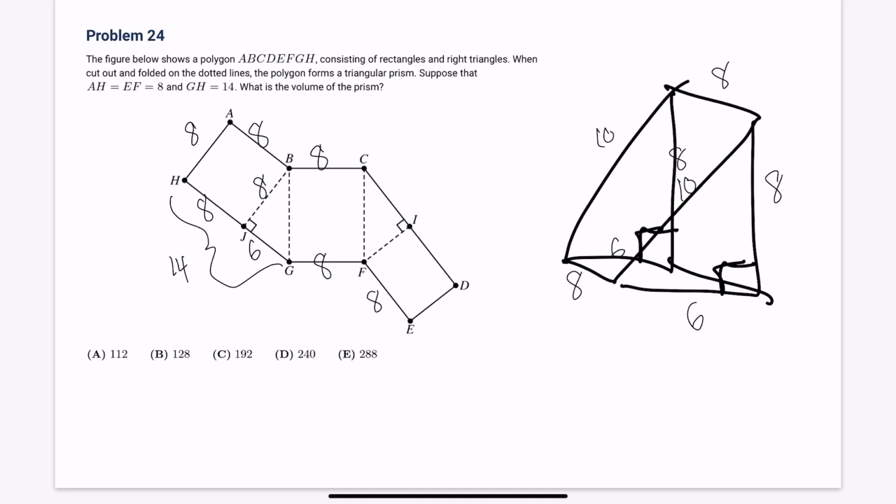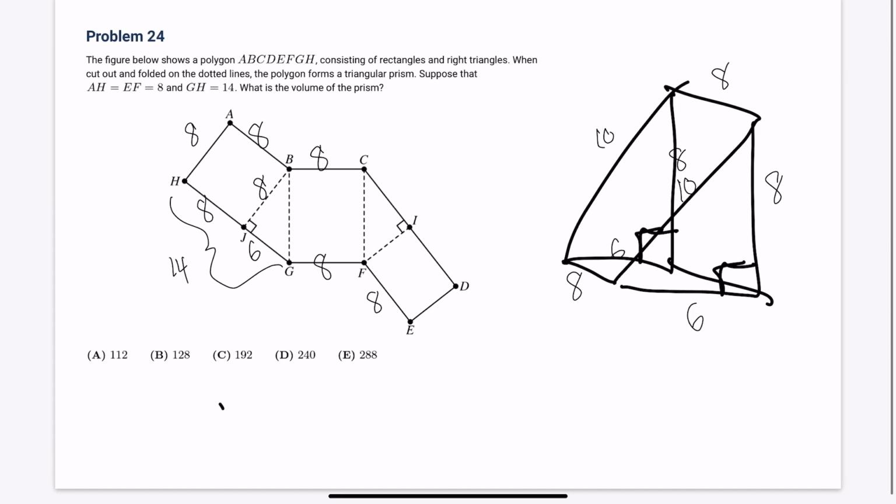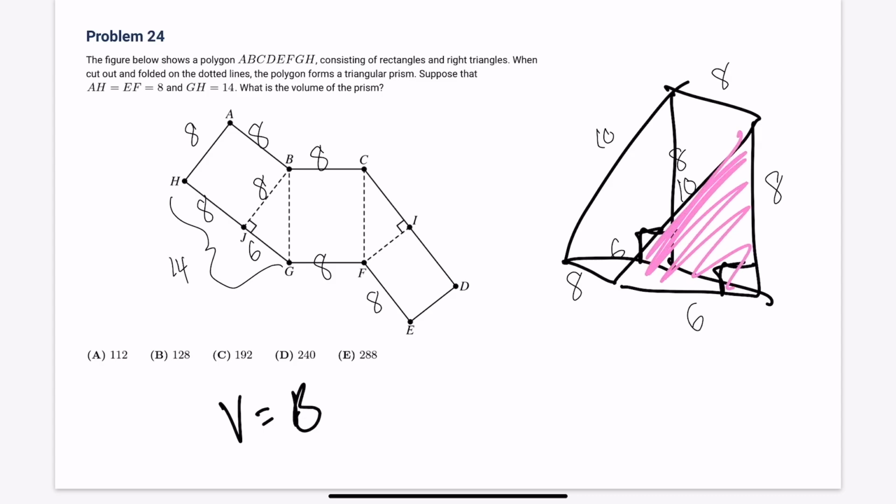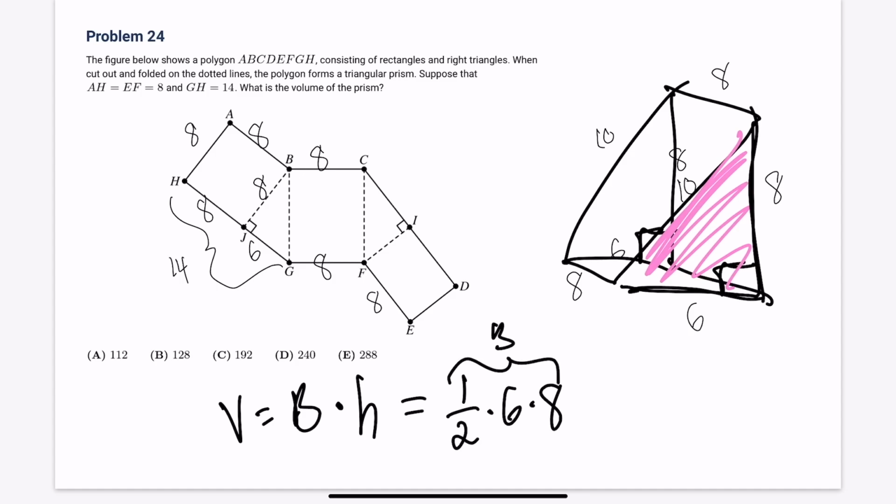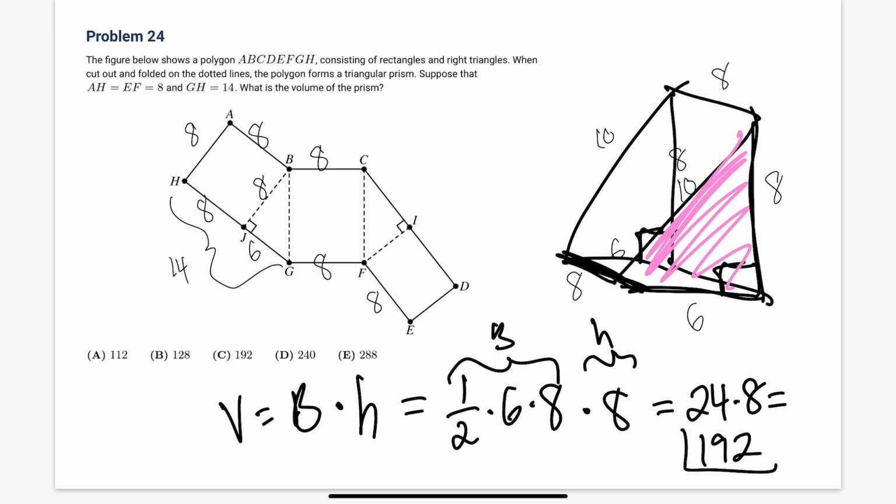And we know that the volume of this triangular prism is the base of one face times the height. So in this case, the base is a triangle, so it's 1/2 times 6 times 8. And then the height in this case of the prism is 8. So this is equal to 24 times 8, which is equal to 192, which is answer choice C.